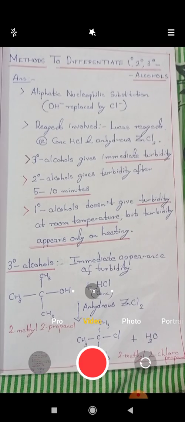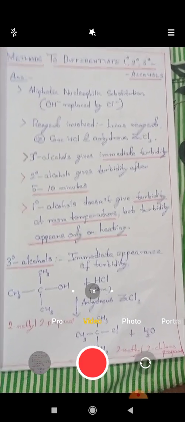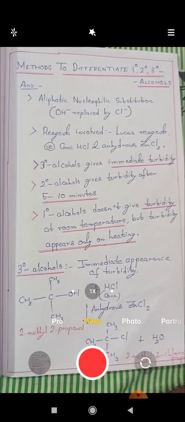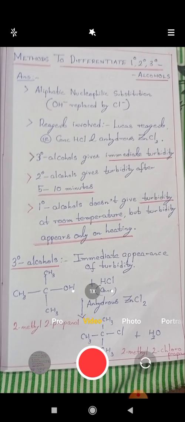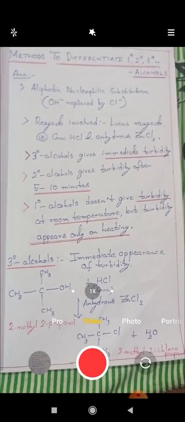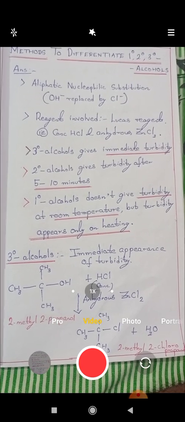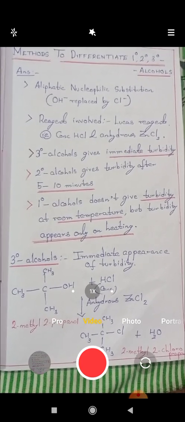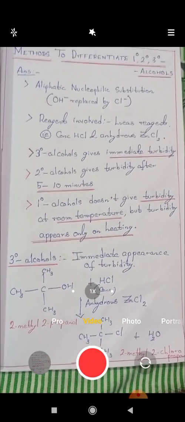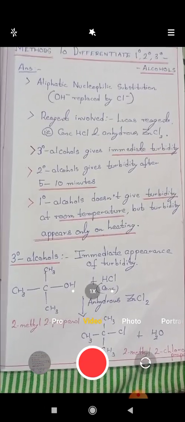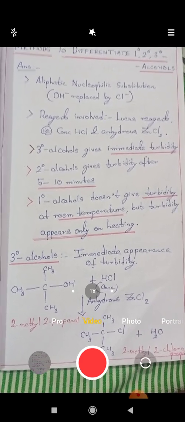Yes. How does the scheme go? Tertiary alcohols give immediate turbidity. Turbidity means cloudiness, a cloudy solution. Tertiary alcohols give immediate turbidity. Secondary alcohol, that is 2-degree, gives turbidity after 5 to 10 minutes. Primary alcohol does not give turbidity at room temperature. However, turbidity appears only on heating.